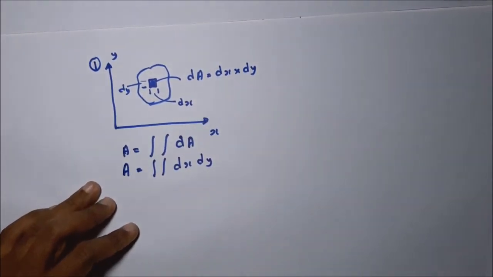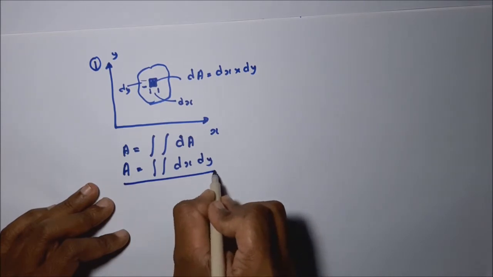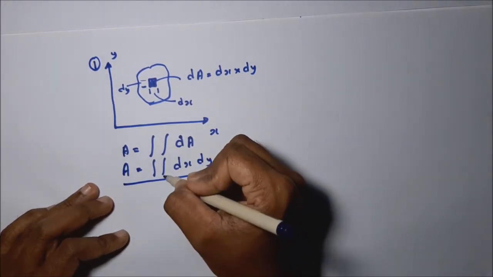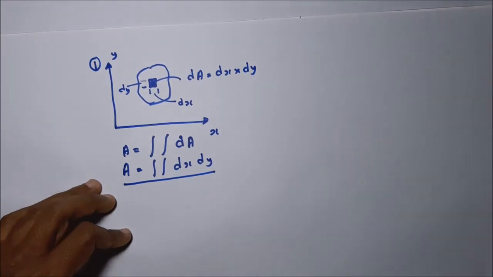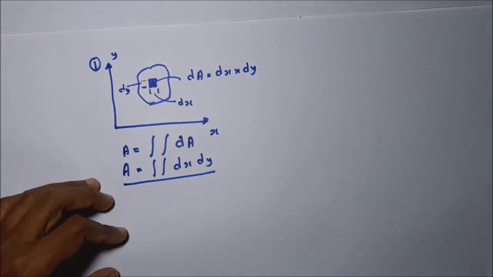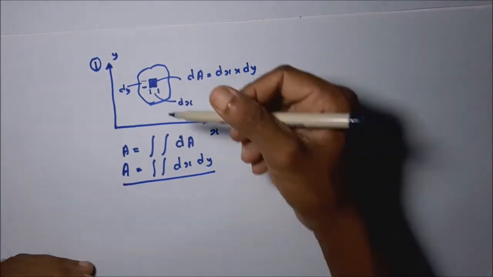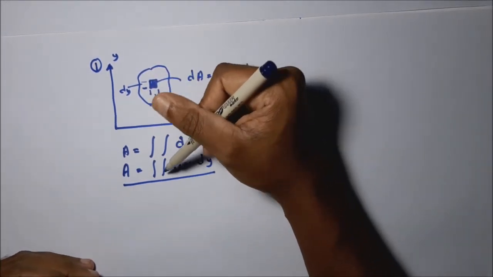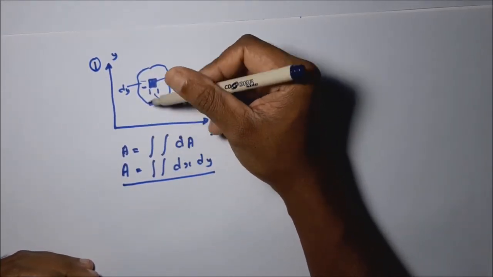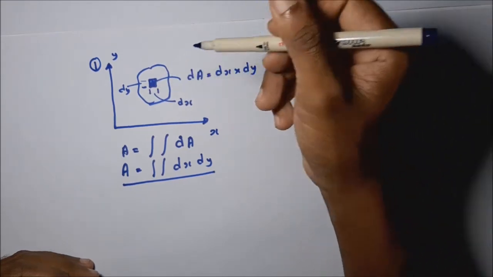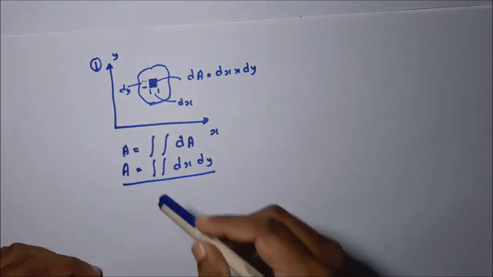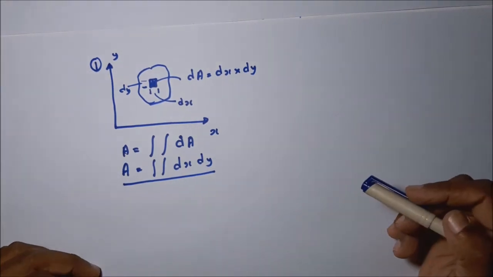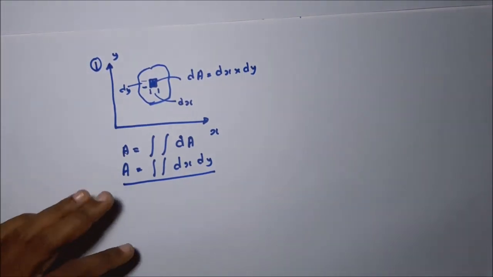Then we have to give limits for the x variable and the y variable, how we can vary them to cover the entire surface area. By giving the limits, we should be able to cover the entire surface area. Okay, this is the first method. We can calculate the total surface area using this integral method.